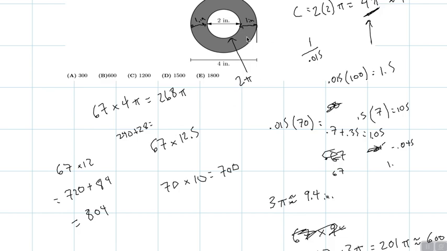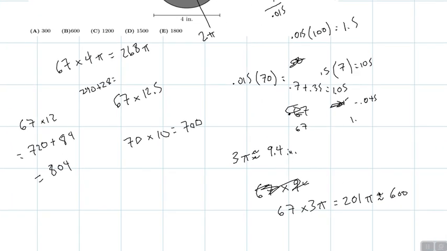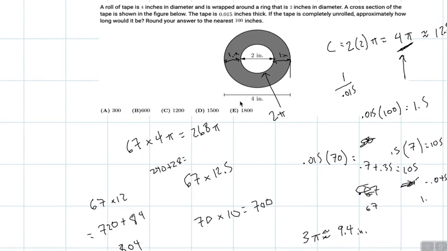Yeah, I think that's the key thing. The circumference is changing as you go in. So yeah, if the tape's completely unrolled, how long would it be? I'd say approximately 600 inches. Choice B.